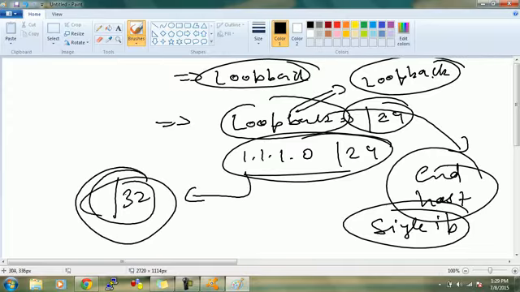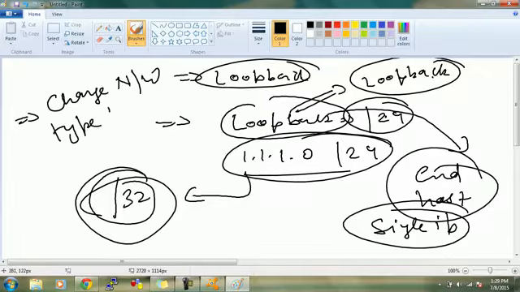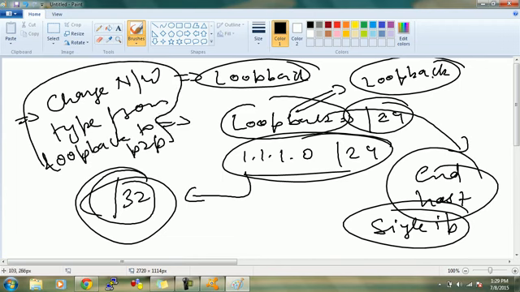So if you want to advertise that loopback at the exact mask at which it is defined, what you can do is change the network type to point to point or broadcast. You can change it to any network type other than loopback, because if the network type is loopback, it will always be advertised at /32. This thing is clear.